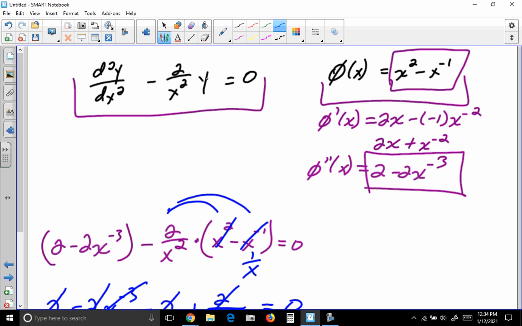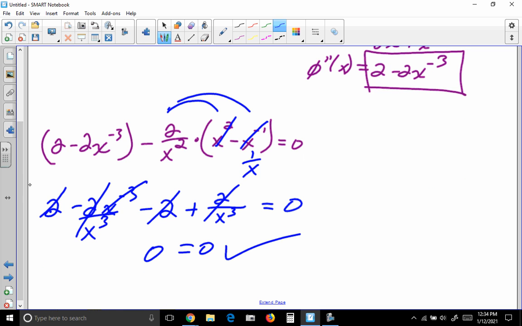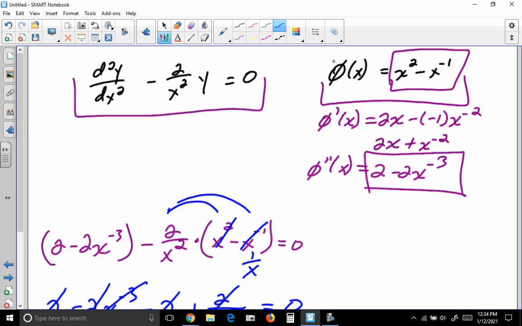So when we replace y with that function, and the second derivative with the second derivative of that function, we come out to a true statement. Therefore, that is a solution to our differential equation. That's an explicit solution because it's solved explicitly in terms of our independent variable.